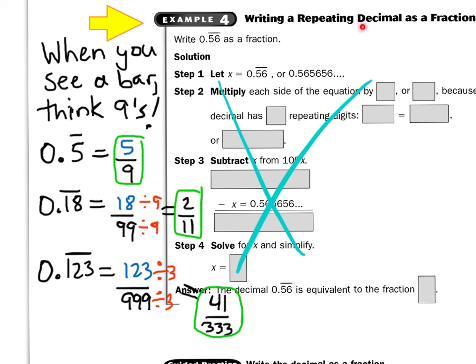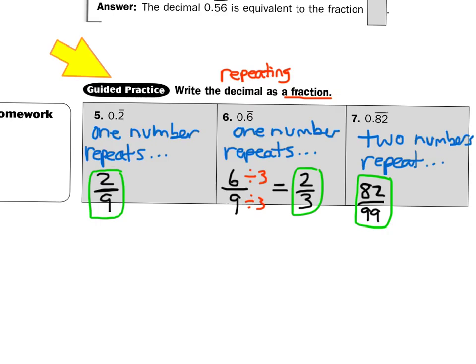So anytime you see a repeating decimal, remember, I want you to think of 9s. So if one number repeats, use 1 9. If two numbers repeat, use 2 9s. And if three numbers repeat, use 3 9s.